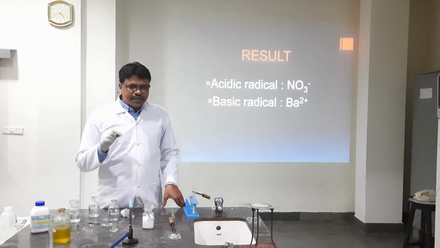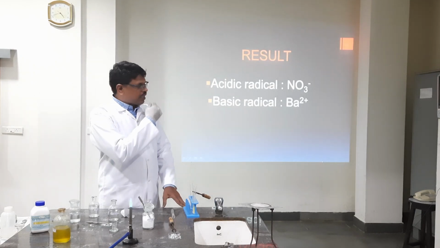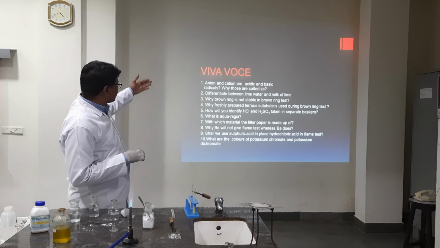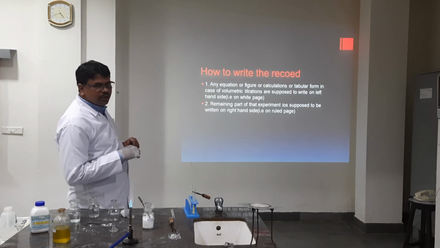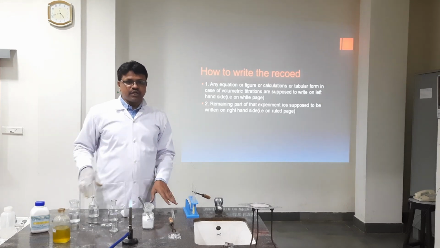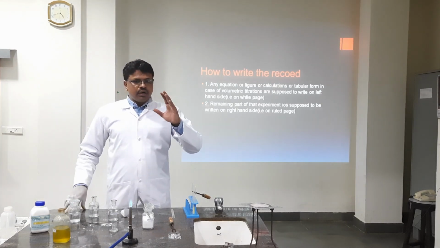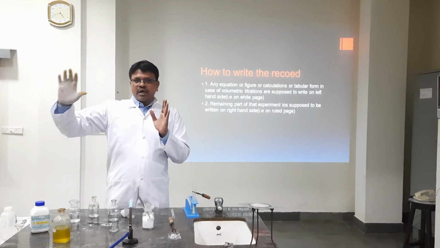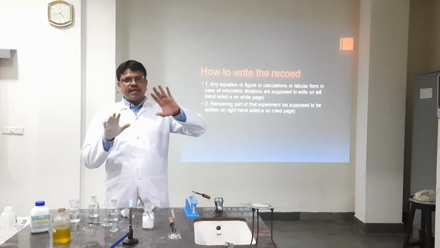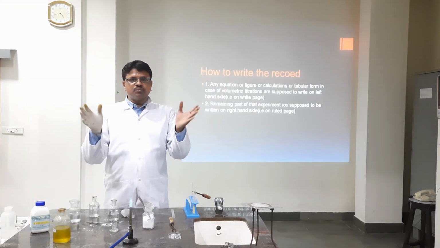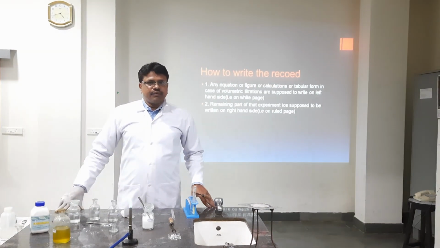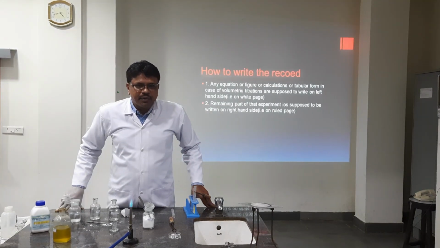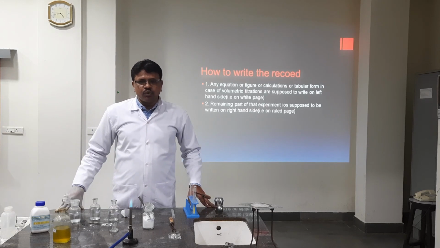You are new to writing records. That's why how to write a record is also mentioned. These are Viva questions, some Viva questions. Here I mentioned how to write the record also. Many of you already know, still you can go through once. So some things should be on the right side and remaining things on the left side. Like that you should use both left and right sides, so that with that one record you can complete your experiments which are there in your course.